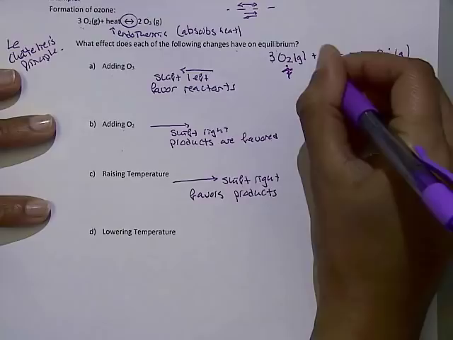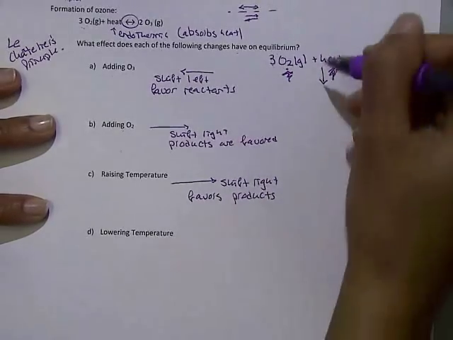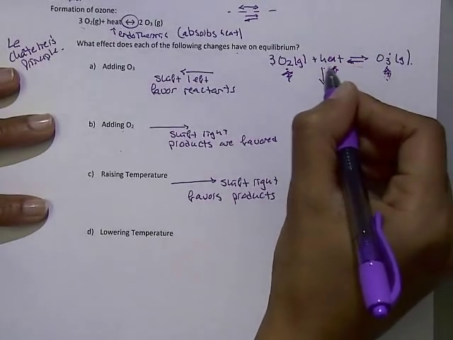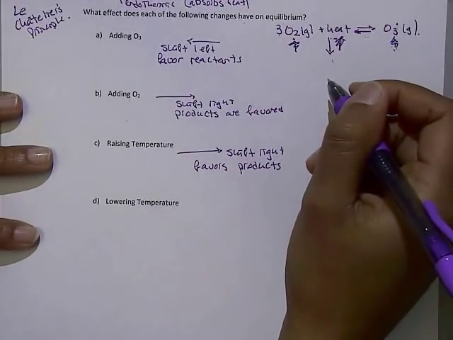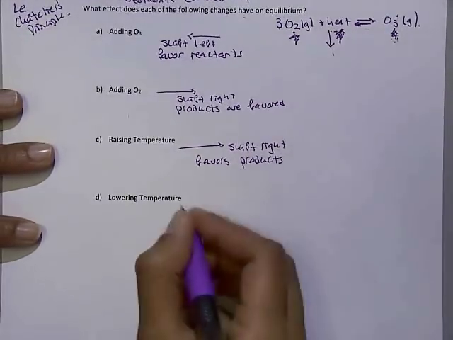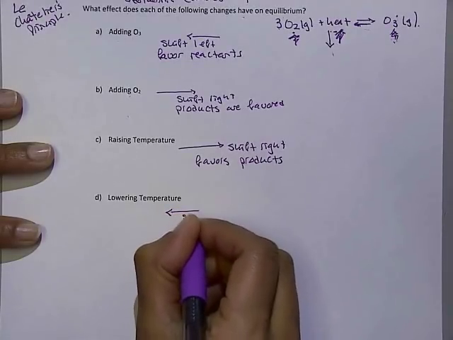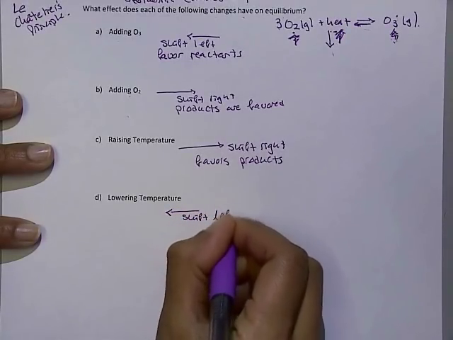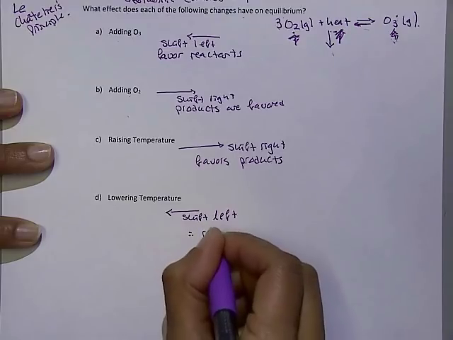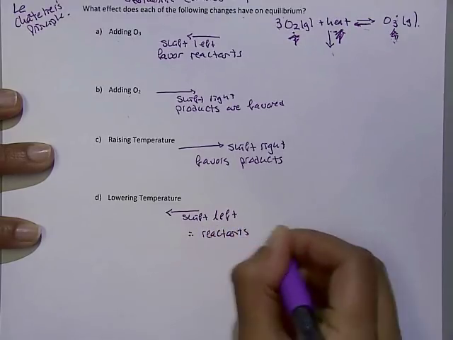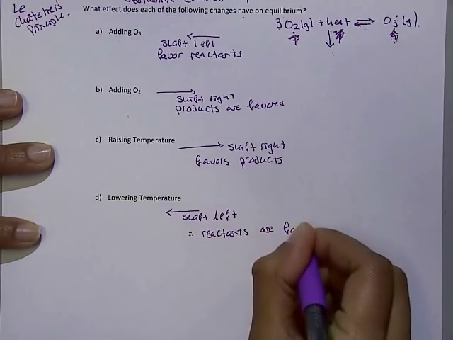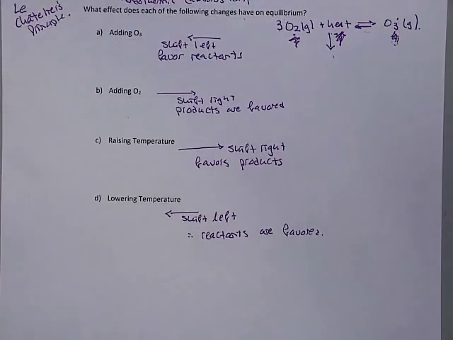Now, what happens if we decrease temperature? If we decrease temperature, the equilibrium will shift in the direction to compensate for that decrease. So therefore, it's going to shift left. So therefore, reactants are favored.